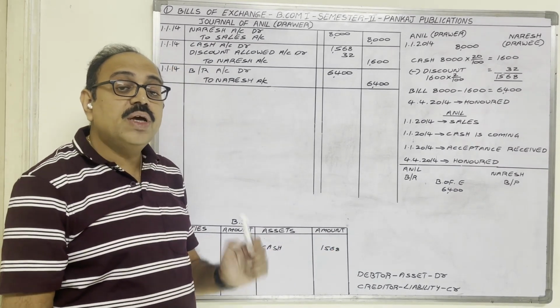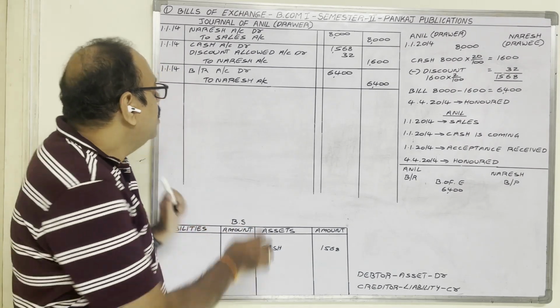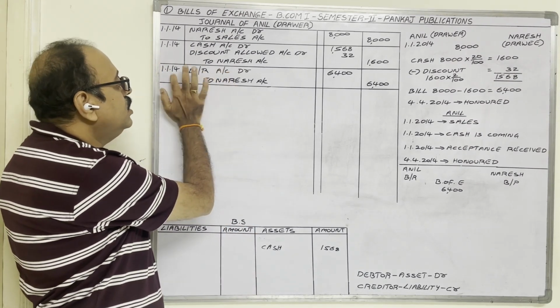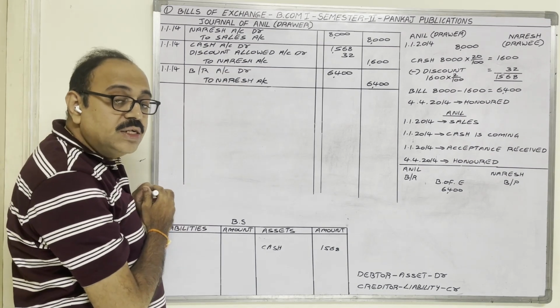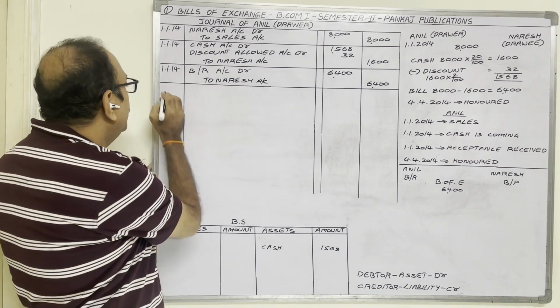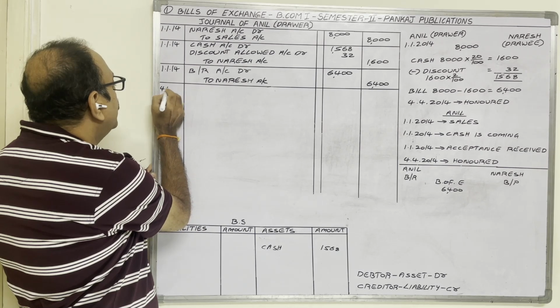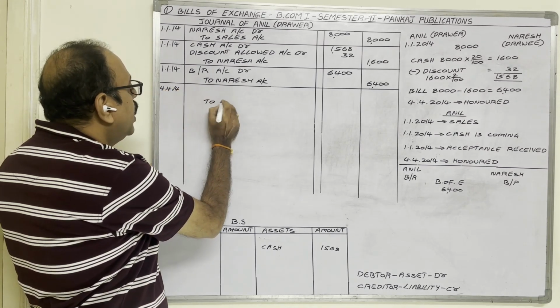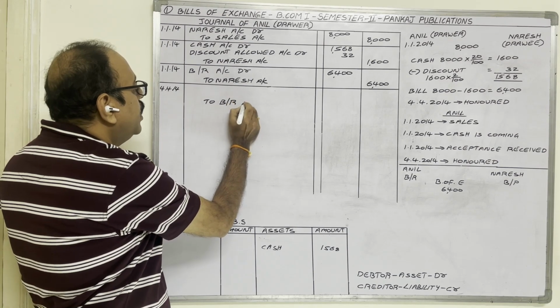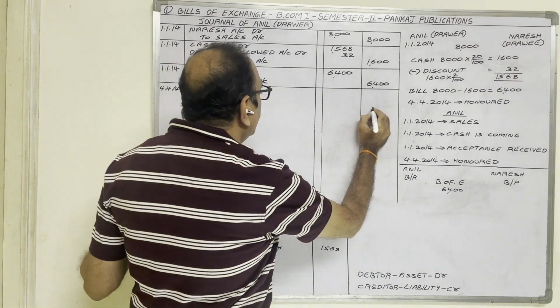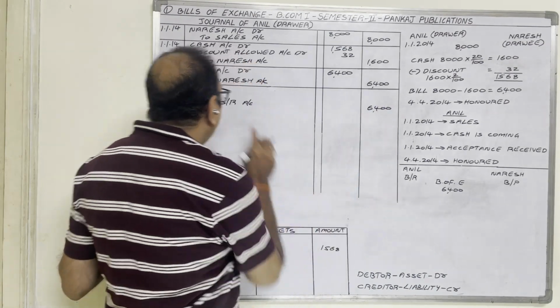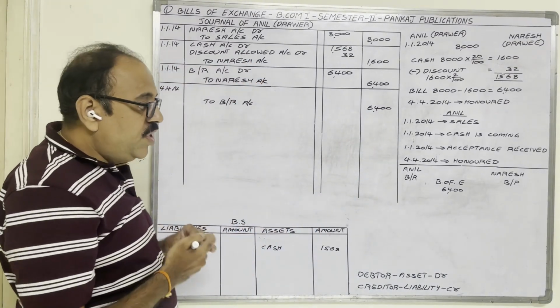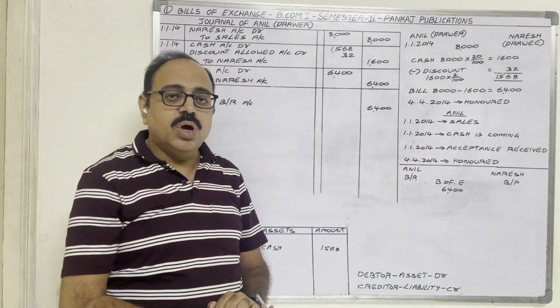How have we created this bills receivable asset? By debiting in the third entry. How to cancel that? By crediting. Therefore, on the due date, while writing the honor entry, bills receivable account should be credited with 6,400 rupees. And which account do we have to debit? From Naresh, cash is coming to us.